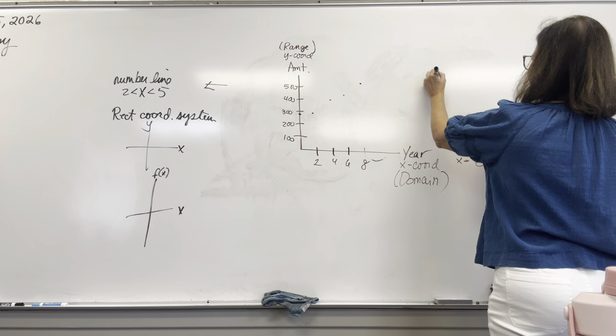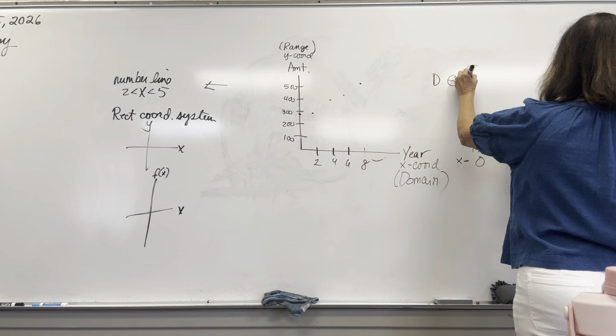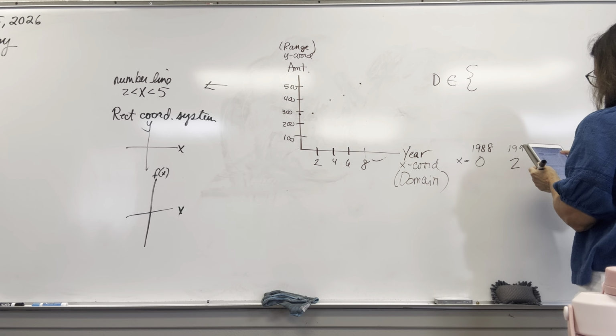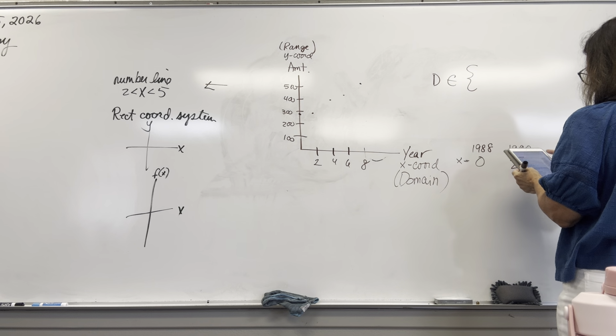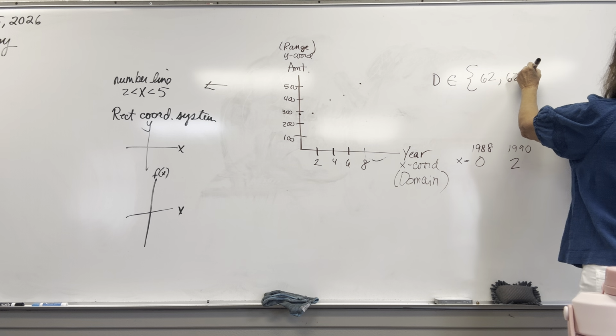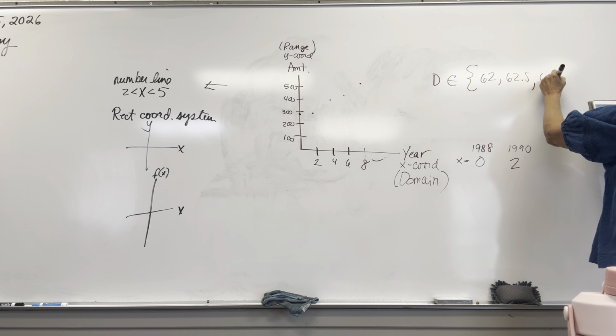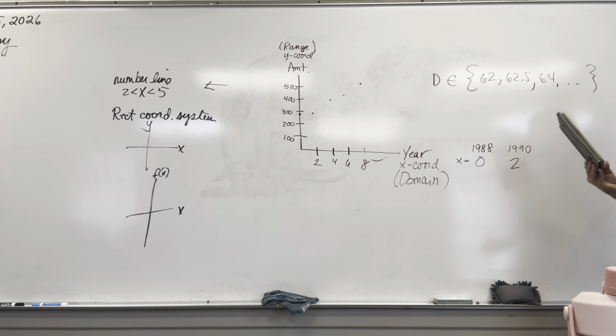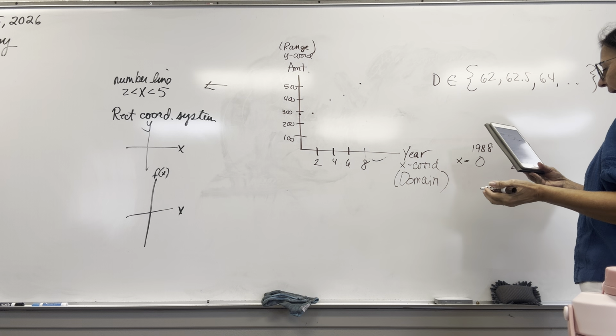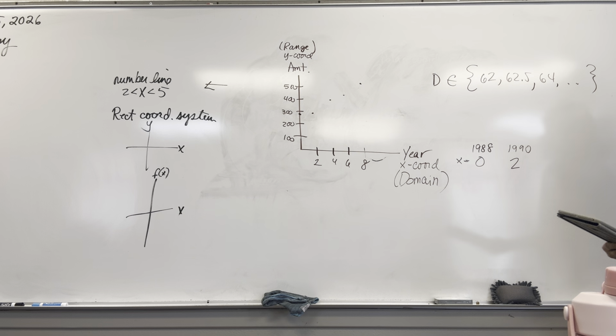The domain is an element, and you'd write what the domain is without repeating the numbers: 62, 62.5, 64, and so forth. You got it? If I were to ask you, what is the range?